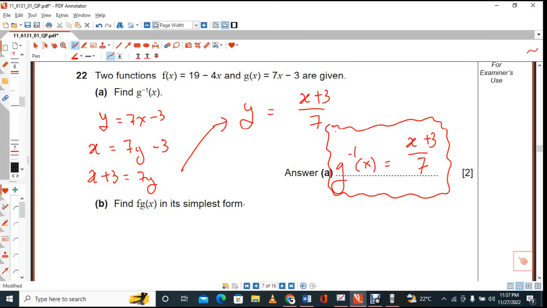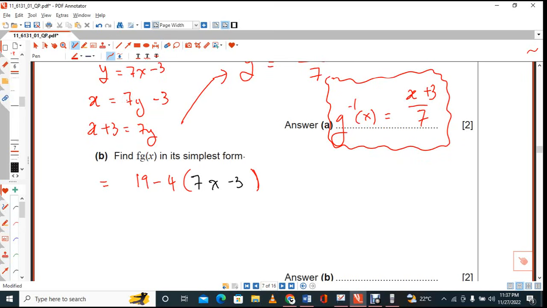Now they want you to find fg of x in its simplest form. So you take the whole of g, which is this one here, and you substitute it into where you have an x in f. So you're going to have 19 minus 4, and in brackets I'm going to put my g there, which is represented by 7x minus 3. Well, it's just for me to simplify it now.